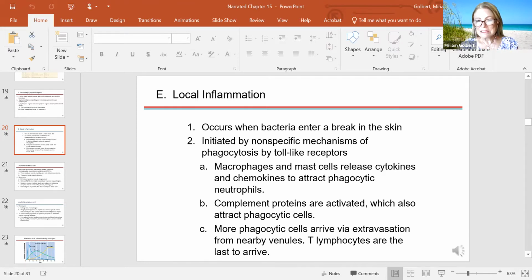And then the last thing that happens are T lymphocytes. If we have them already sensitized and they're recognizing this bacteria, they will be arriving to the site as well.